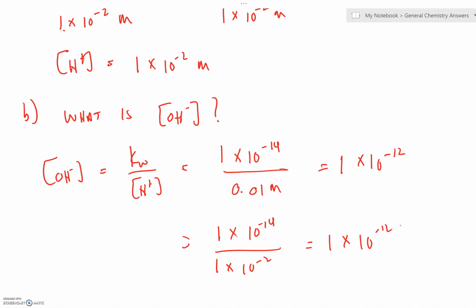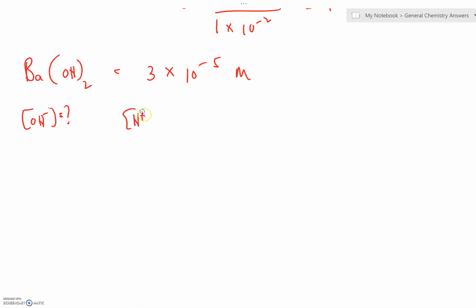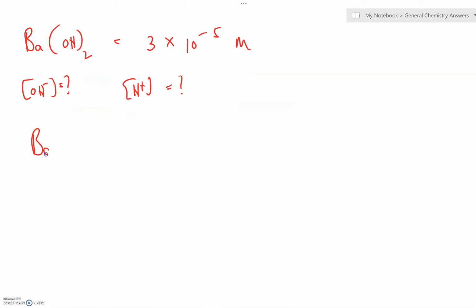All right, let's take this up one notch. Let's say that we have a concentration of barium hydroxide. Let's say this is 3 times 10 to the minus 5th molar. My question to you is, what is OH minus and what is H plus? All right. Now, we've done this a bunch. We know that barium hydroxide dissociates into barium and count them, not 1, but 2 hydroxides.